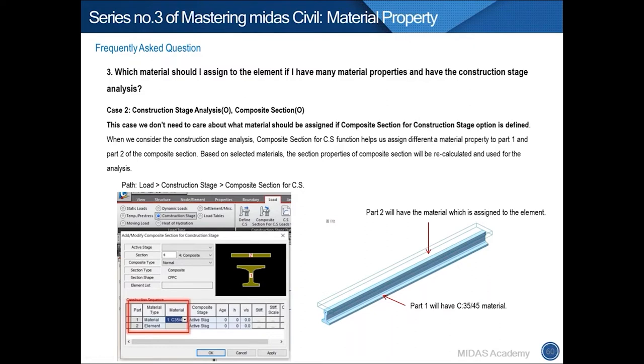Therefore, the method of case number one will be ignored. But it would be good to know which material is assigned to elements, because the material type in this option has two types, the material and elements. If you select the material type, part one will have the number one material type. And if you select the element type, part two will have the material which is assigned to the element here.